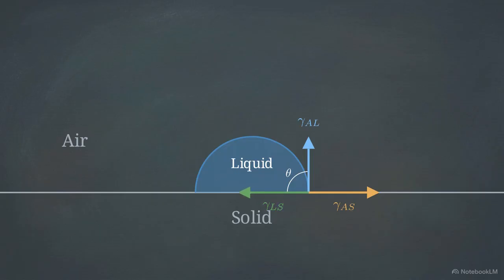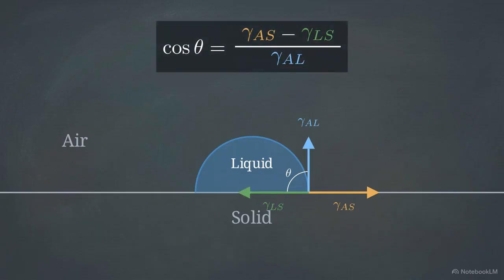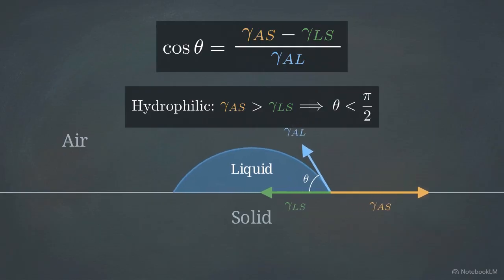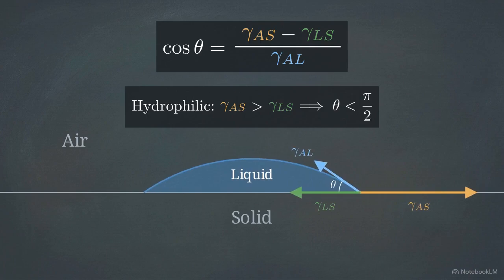This exact equilibrium is formalized mathematically by the Young-Dupree equation, which calculates the contact angle using the difference between the solid surface energies divided by the liquid surface energy. This equation establishes a rigid hydrophilic threshold. If the air-solid tension is greater than the liquid-solid tension, the contact angle mathematically must fall below pi/2 radians, causing the liquid to spread and wet the surface.